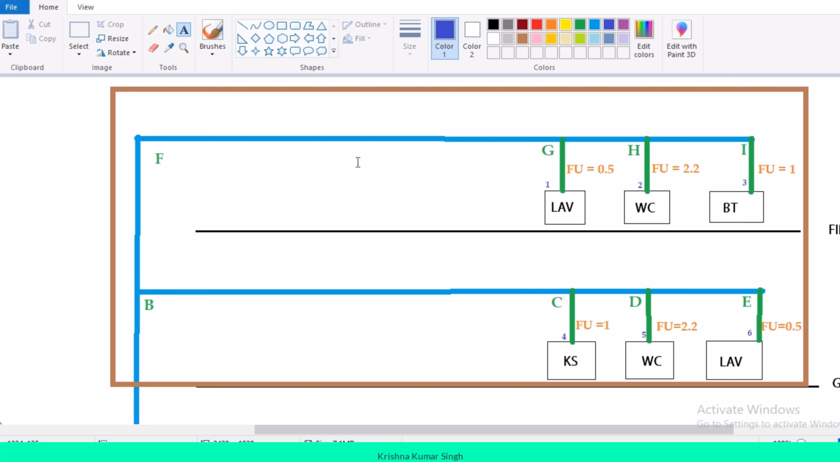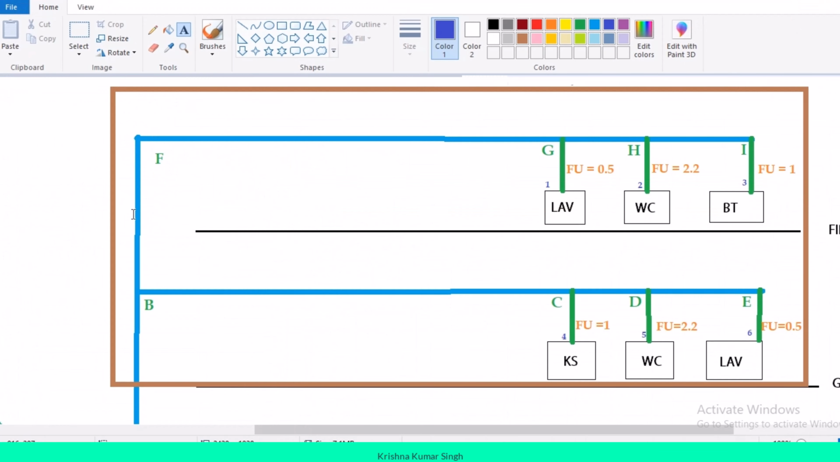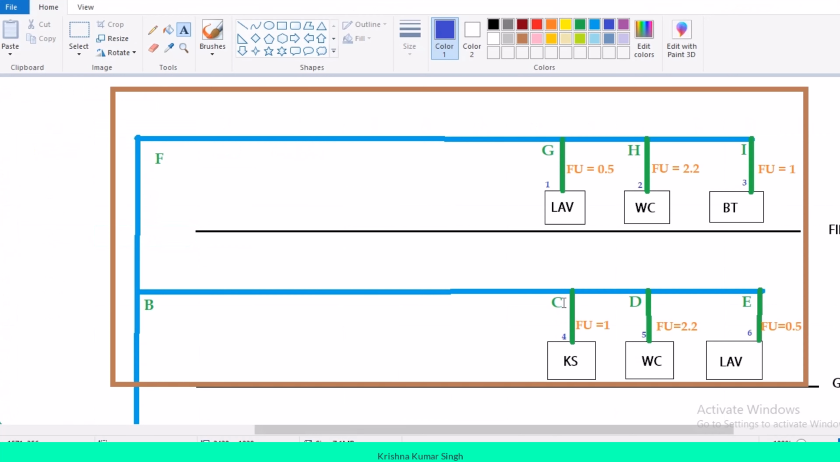As you know, this branch has FG of 3.2, 3.7, sorry, FG. So it is the same pipe length, okay. So FB is also 3.7. Now again we will move over here to the most remote fixture and we calculate from the left-hand side to the right-hand side. Now DE, this laboratory is consuming 0.5 fixture units.